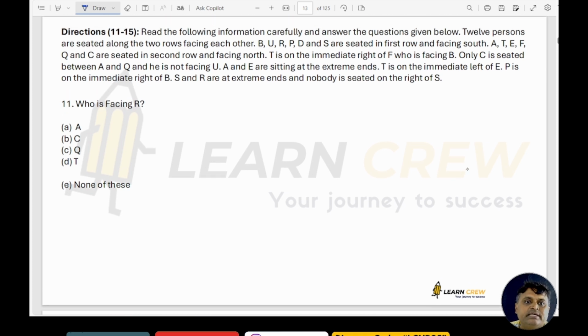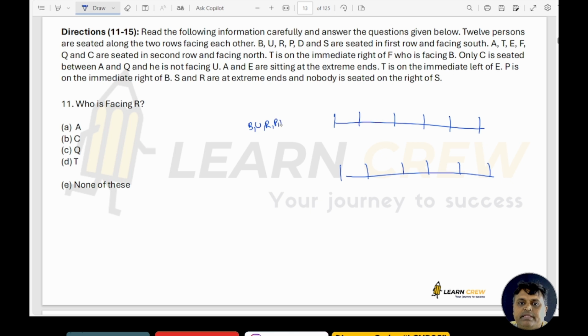12 persons are sitting along the two rows facing each other. There are 12 persons, two rows, 1, 2, 3, 4, 5, 6 and 1, 2, 3, 4, 5, 6. It is given that B, U, R, P, D, S are facing south. A, T, E, F, Q, C are facing north. This is what is given.